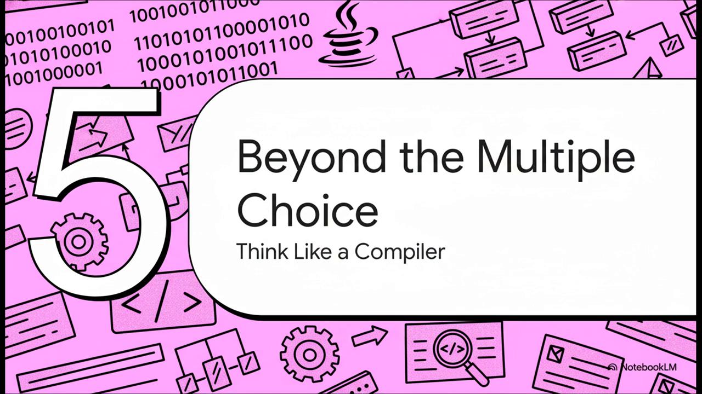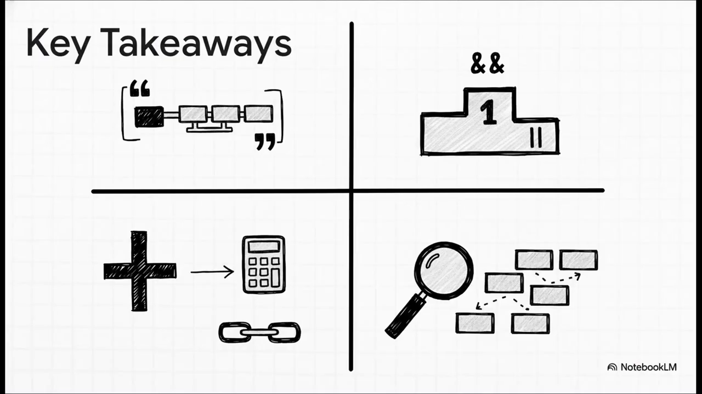So let's step back. What have we really been doing here? We haven't just been answering quiz questions. We've actually been training ourselves to read code through the eyes of the Java virtual machine, to start building a compiler's mindset. So let's lock in these key takeaways. First, master the syntax. Single quotes are for a char, double quotes are for a string. It's a small detail with huge consequences.